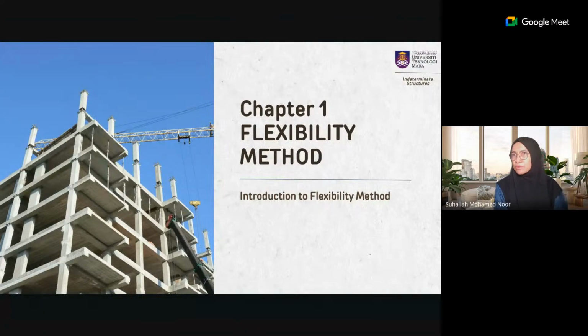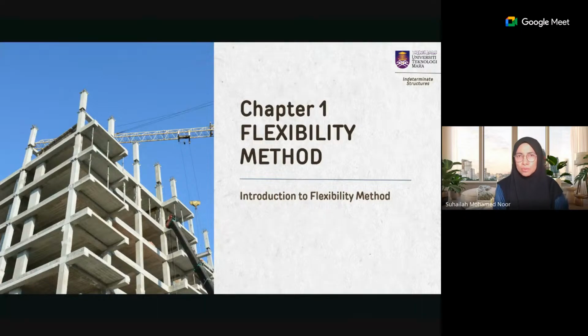Okay, Friday, Group B, CS 527, Indeterminate Structures. This is chapter number 1. For today's session, I will divide the session into 2 parts. The first part is an introduction about redundant. You are going to learn how we determine and identify redundant for indeterminate structures, and you will also learn about the primary system, the primary structure and the redundant structure.